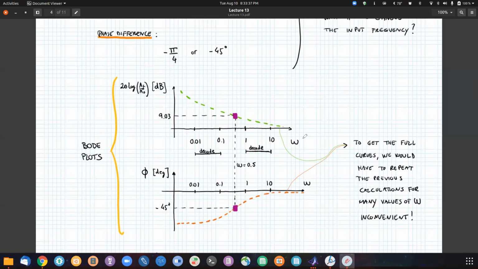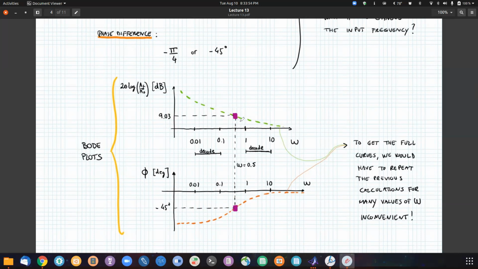What if we changed such frequency? Would the amplitude ratio be the same? Would the phase difference be the same? Well, the answer is no. In general, they would change.